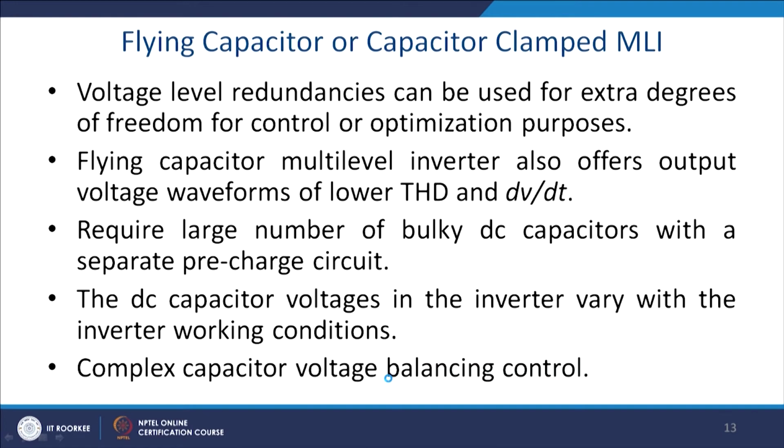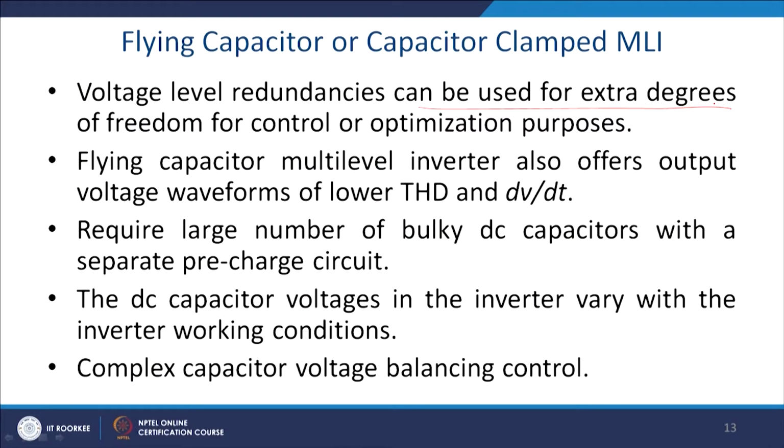in the case of this flying capacitor. So, what does it say about us? The voltage level redundancy can be used for extra degrees of freedom, that is what we have discussed here, for control and optimization purposes, because you can reduce the switching losses with these redundancies, and also the redundancy gives you more reliability. If some switch is not working, you can bypass it and still function very well. The flying capacitor multi-level inverter also offers output voltage waveform with lower THD and dv/dt. It is the same as the diode clamp inverter.